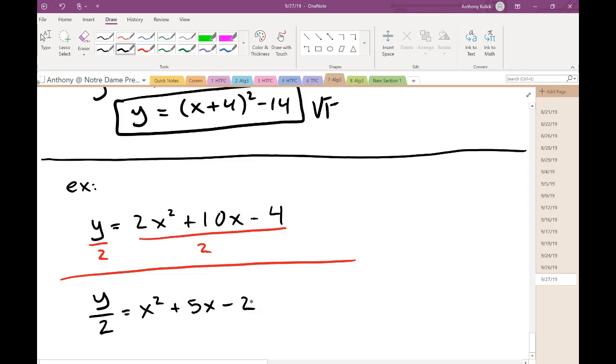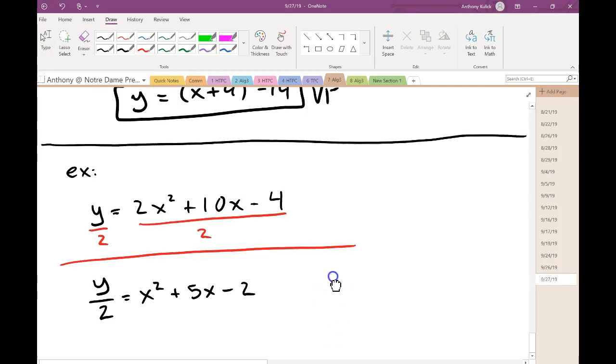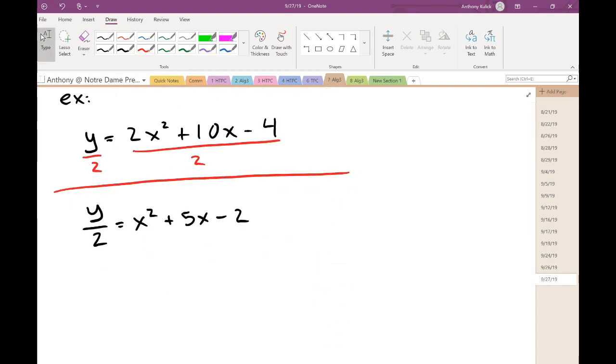That's going to give me this. So far, so good? Good. Next, I'm going to add c to both sides. So that's just adding that constant term to both sides.